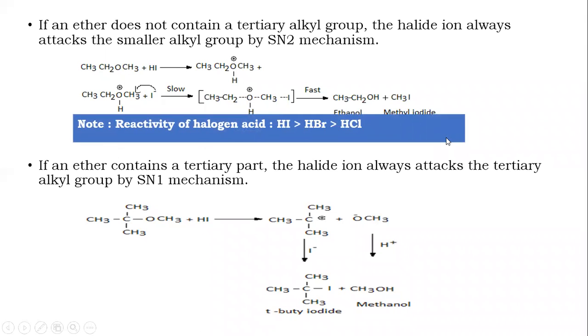The point to be noted here is that hydrogen iodide will be more reactive than hydrogen bromide and then hydrogen fluoride, because the size of iodine is greater than bromine and that of chlorine.